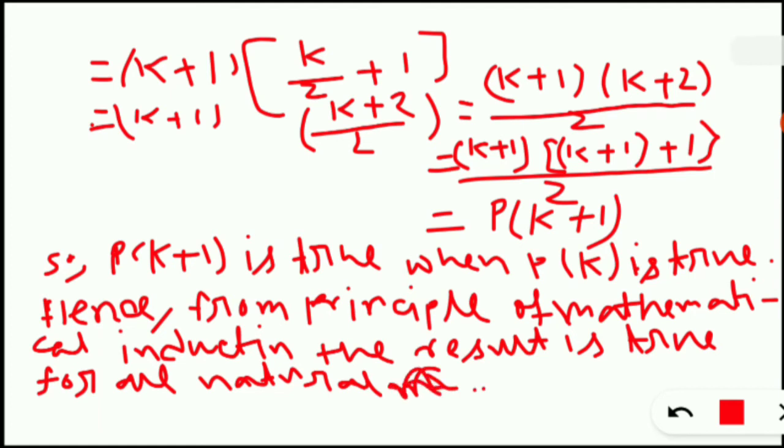Clear? Why for all natural number n? Because the given statement is true for n equals to 1. After that we assume that the result is true for n equals to k, and finally we prove that the result is true for n equals to k plus 1 also. That's why the result is true for all natural number n. Clear? So you write in this form. So P(k+1) is true when P(k) is true. Hence, from principle of mathematical induction, the result is true for all natural number n. Complete. Okay.